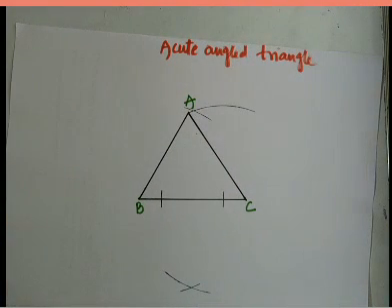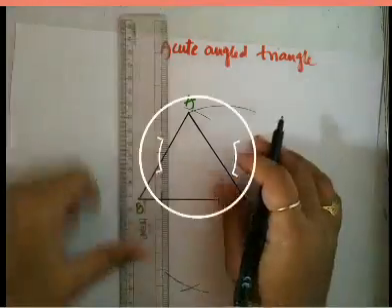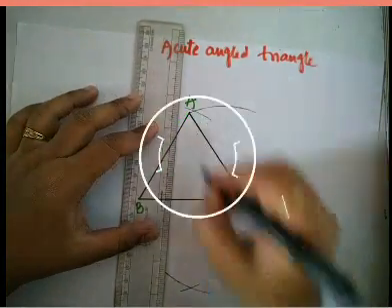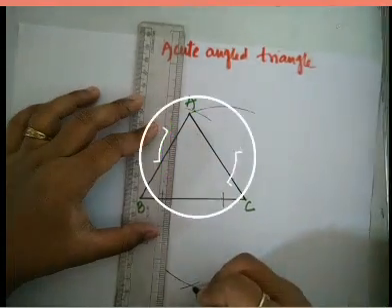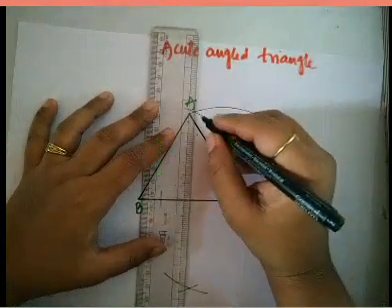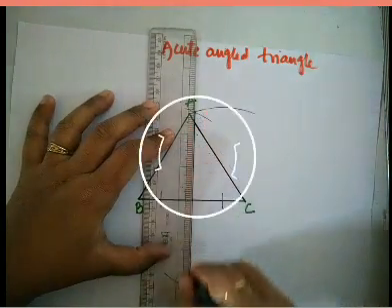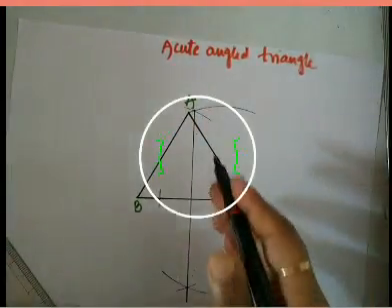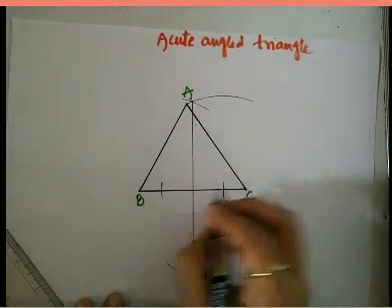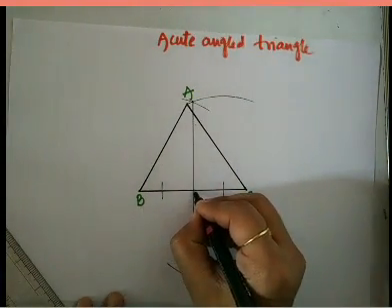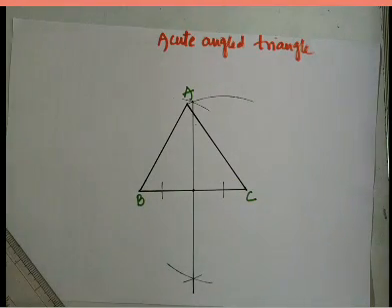Okay, now I have got the points. From these two points of intersection, here I have got one and here I have got one. I need to join them. So here I have joined them. This perpendicular bisector is passing through the segment BC on this point. So this is the midpoint.